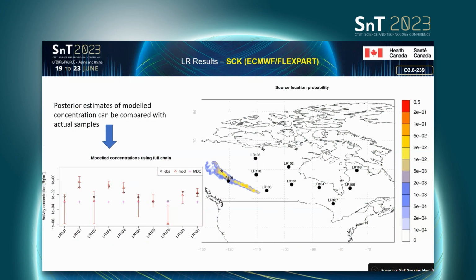And one of the nice things about FREER is there is a posterior estimate of the model concentration that you can actually compare with the actual samples. That gives you a bit of information about how well your reconstruction is doing, what you might want to include in the reconstruction, and whether or not you may have a problem with what you've set up.